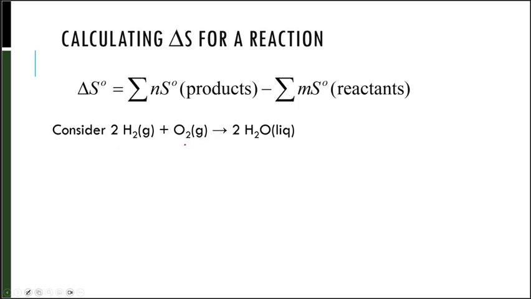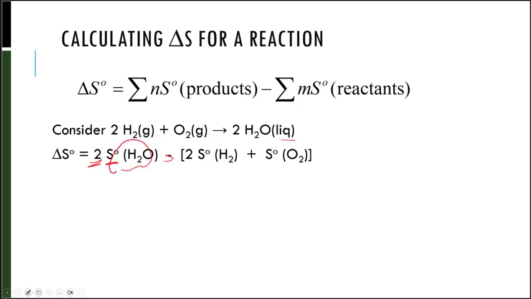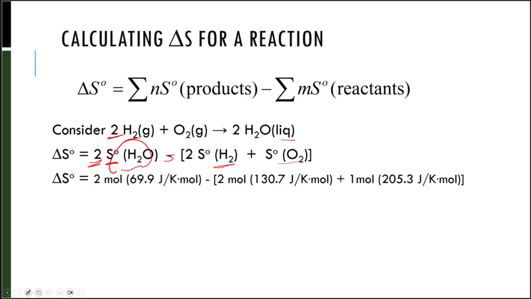Let's set this up. We have hydrogen gas plus oxygen gas to give me liquid water. To set this up, I'm going to say 2 times the entropy value of liquid water minus 2 times the value of hydrogen plus 1 times the value of oxygen. When you look these values up in the appendix of your book, I would find these 3 values, and when I plug it all in, I get a delta S of negative 326.9.